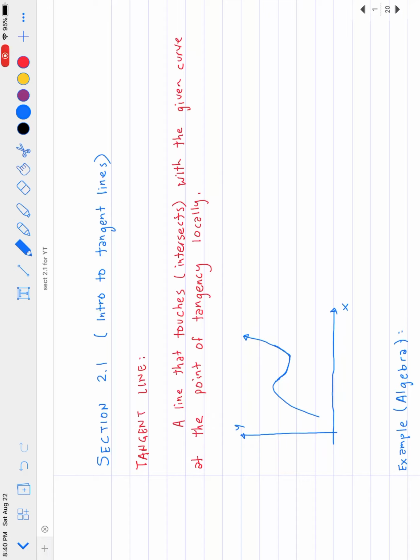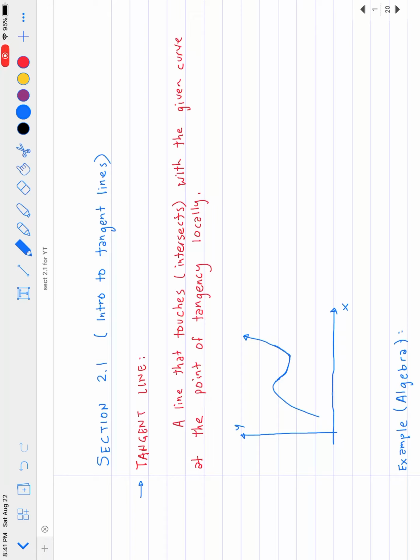Now, I first need to start by introducing or defining a terminology that you might have heard back in geometry days, and that is a tangent line. Our formal definition for a tangent line is a line that touches or intersects with the given curve at the point of tangency locally.